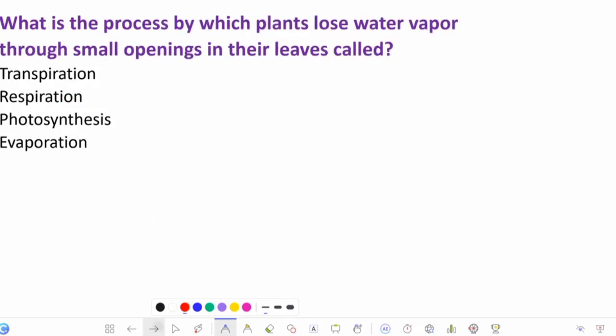Next MCQ. What is the process by which plants lose water vapors through small openings in their leaves called? There are small openings in the leaves of plants which are called stomata. Through these stomata, plants lose some water in the form of vapors, in the form of gas, and this loss of water from the aerial parts of plants is called transpiration, respiration, photosynthesis, or evaporation.